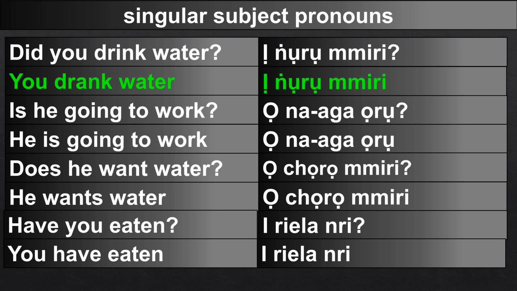So if you look at the Igbo side, you see that did you drink water and you drank water are the same words. They're exactly the same words. Same words. The only difference is in the intonation. So the tone: you ask the question Enuru mmiri, and for the other one you say Enuru mmiri. I have a lesson on this, so you can go back and watch my lesson on Igbo tones to understand how to use the tones.